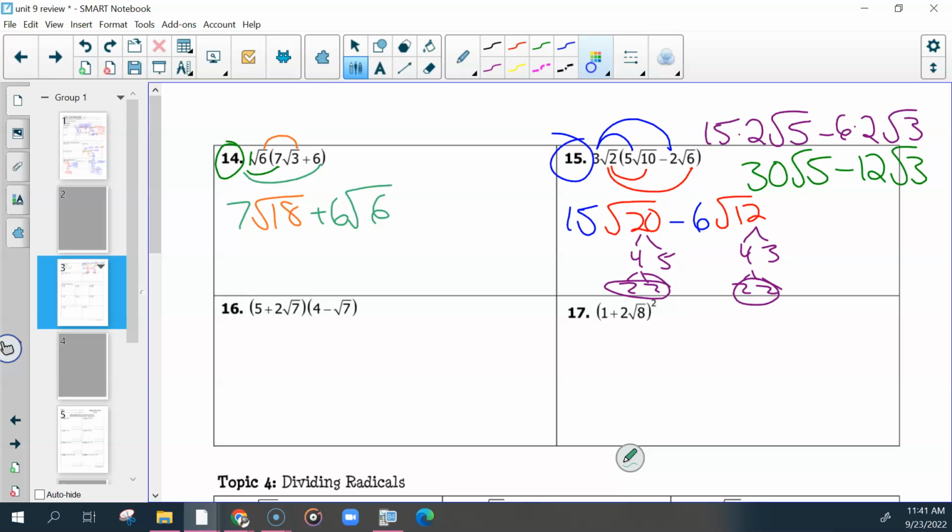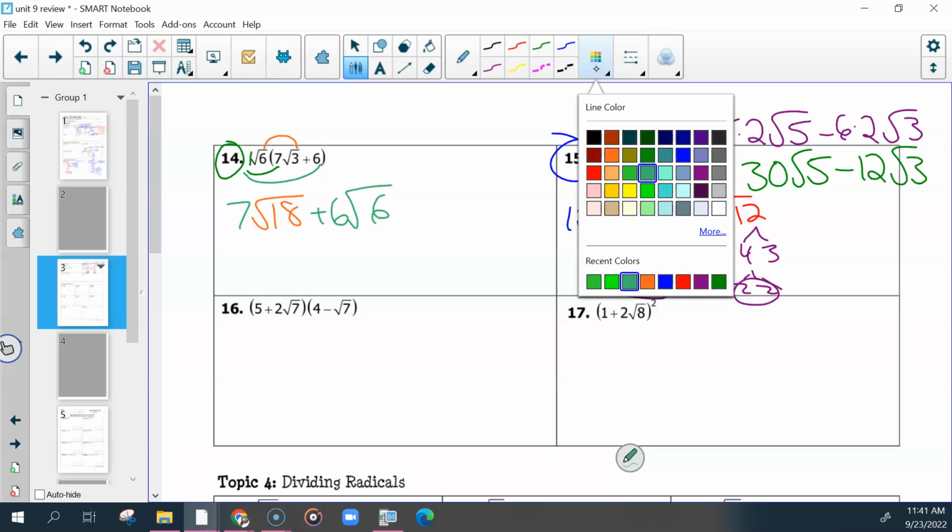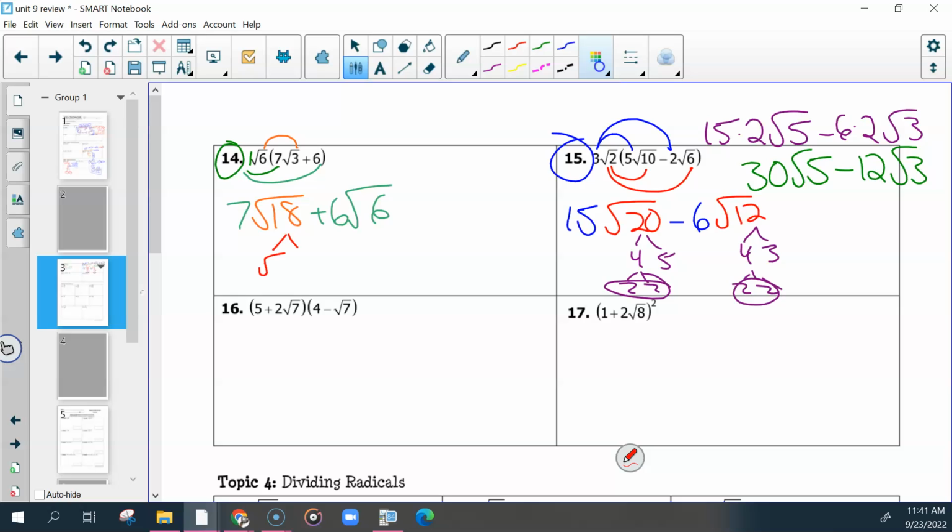Questions so far before we continue? We can simplify the square root of 18. So if I'm doing perfect squares, we have 9 and 2. So 3 and 2. 3 times the square root of 2. Multiply the 3 by 7. So you have 21 times the square root of 2 plus 6 times the square root of 6. Plus. Those would not be able to simplify more or combine, so that would be your answer.